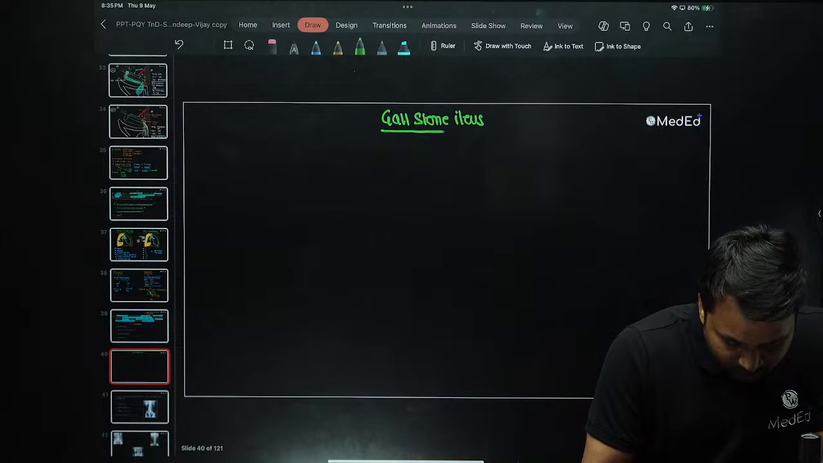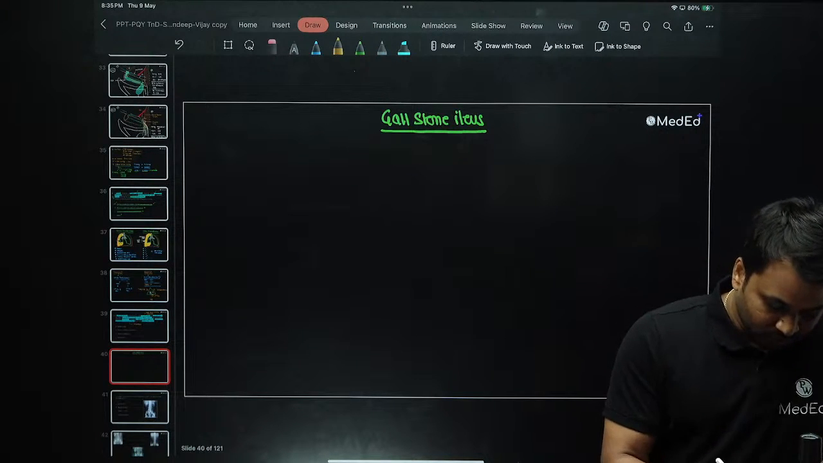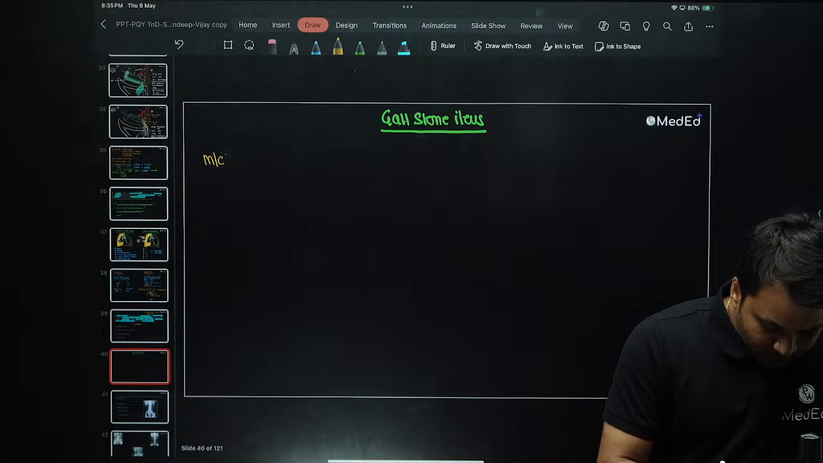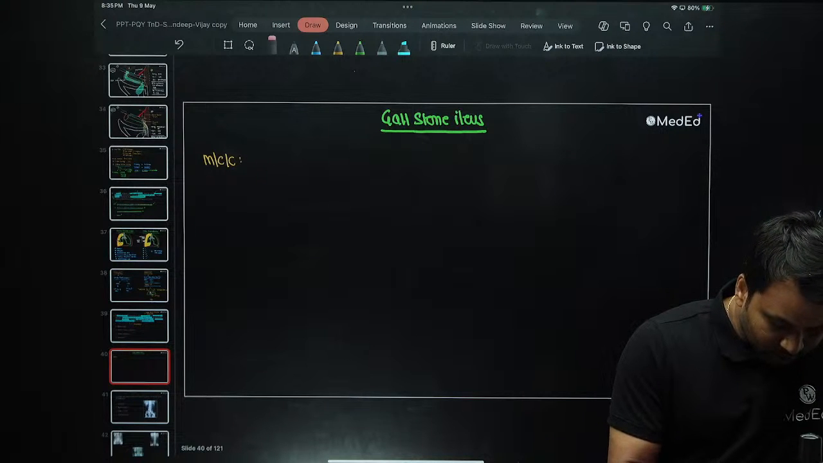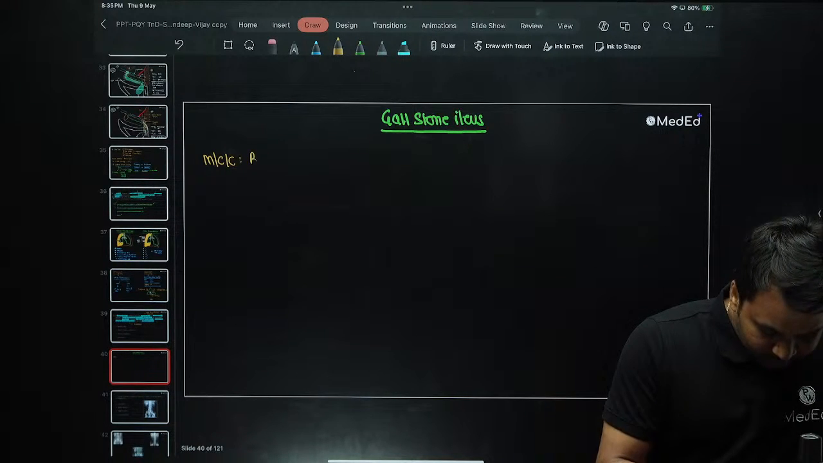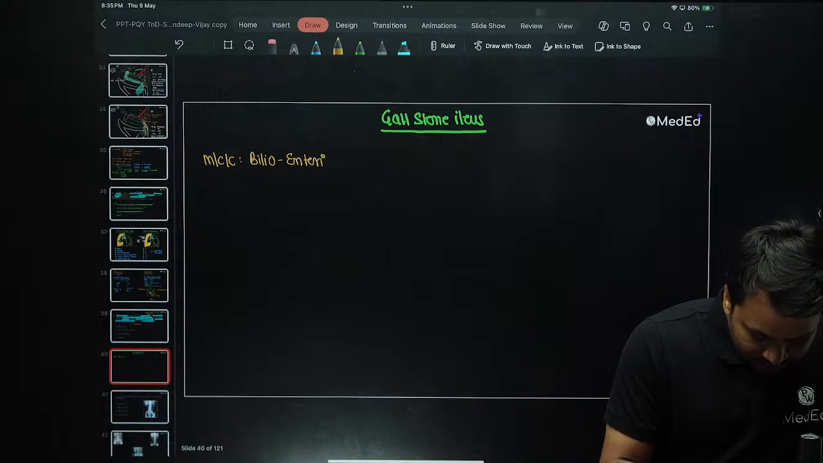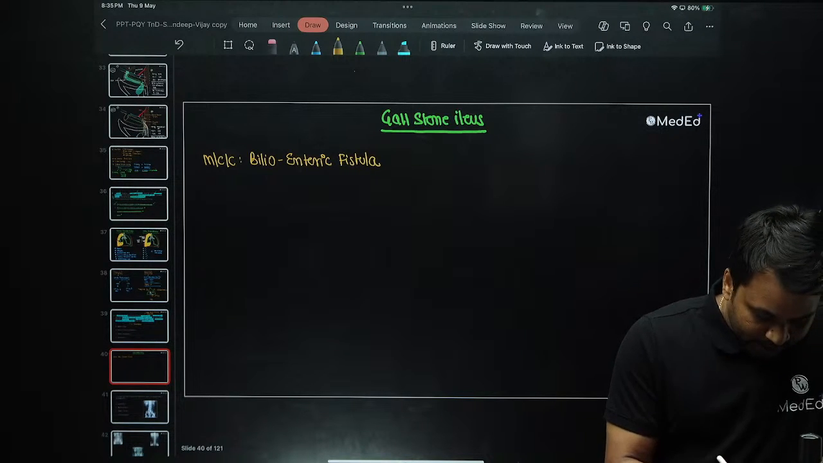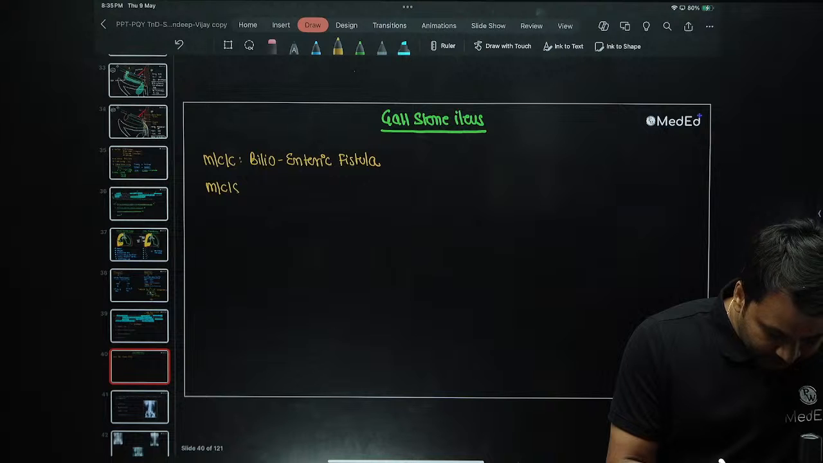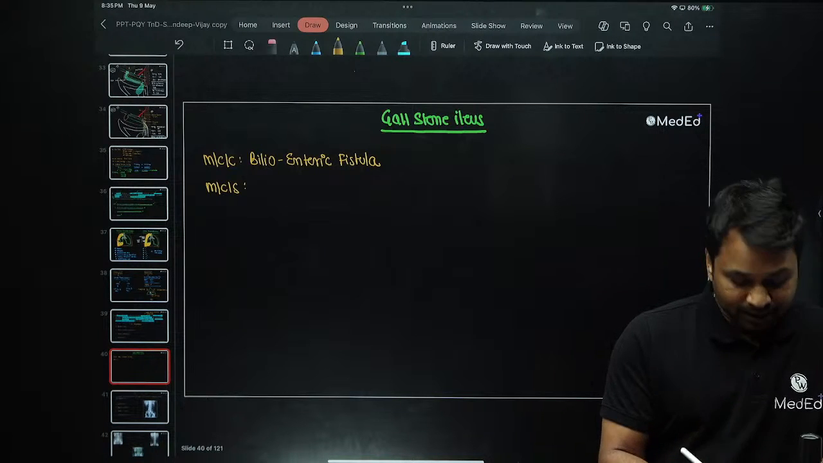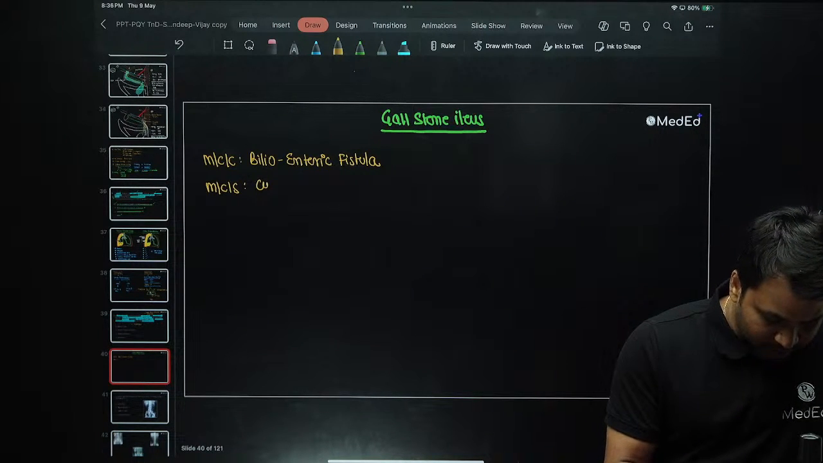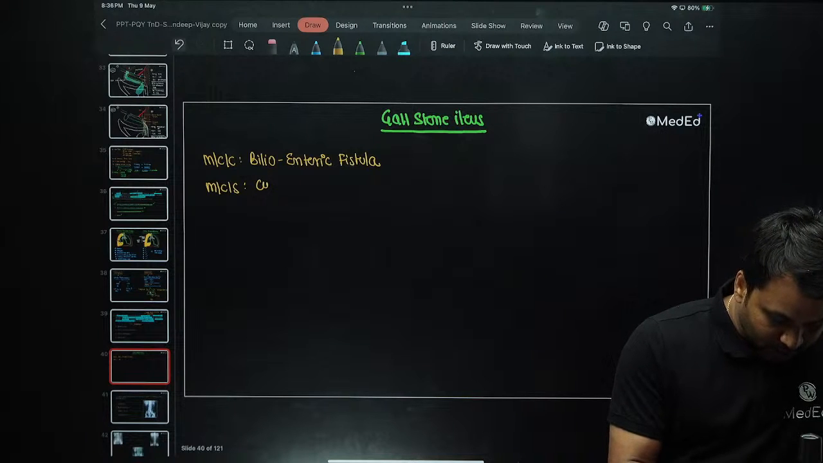Now when I say gallstone ileus, the most common cause is a bilioenteric fistula. Now, where do you see this? What is the most common site? It is between the gallbladder and the duodenum. That is the cholecystoduodenal fistula.